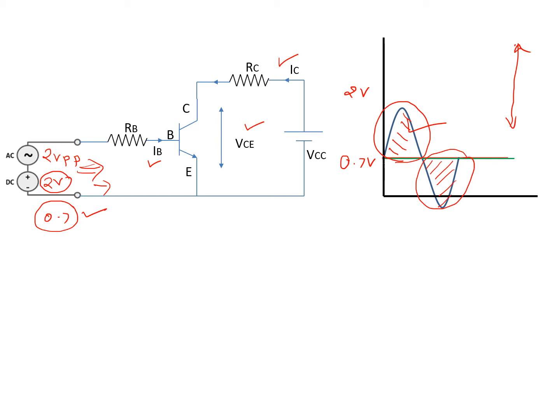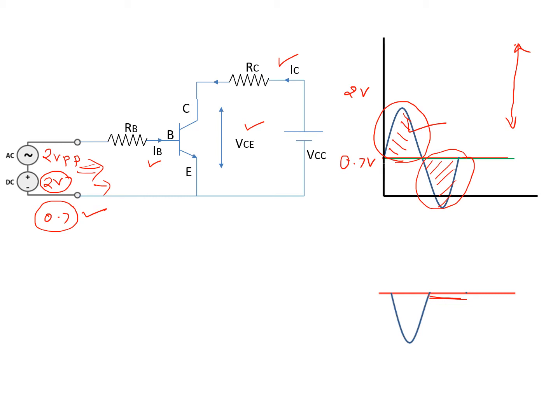And according to our basic principle, when there is IB, there is IC. So the output IC would be like this. It would be only for half cycle. There will be no IC for this cycle. And if we draw the graph for VCE, it would be like this. Again, it is inverted due to common emitter configuration.